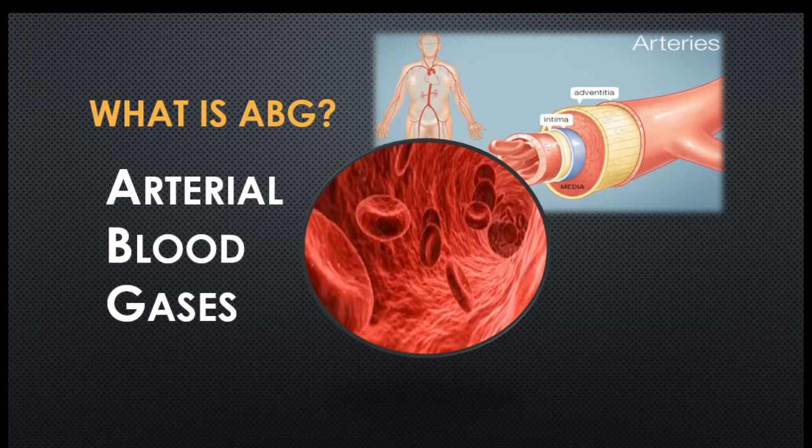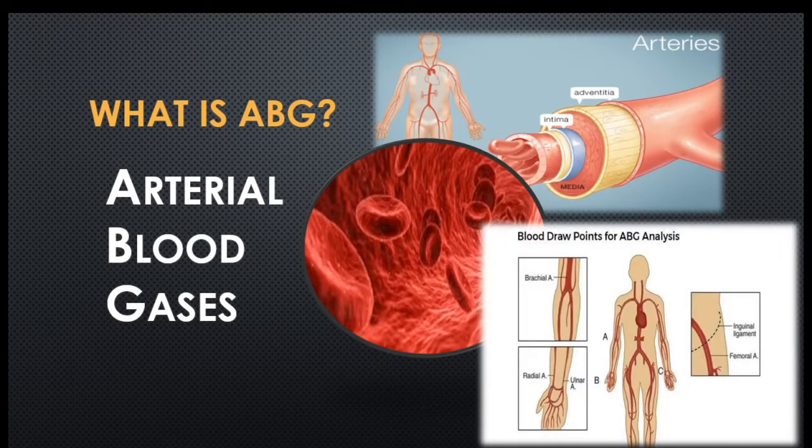Because ABG only evaluates arterial blood gases, the sites of withdrawing blood samples for ABG are as follows. We have your brachial artery, and we have your radial and ulnar artery. Take note, when we try to get ABG samples from the radial and ulnar artery, we need to do Allen's test first to test the adequacy of blood flow between those two arteries. We have the femoral artery. Sometimes we can get ABG samples from a central access line via your subclavian artery.